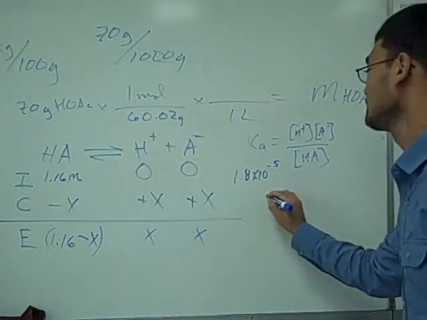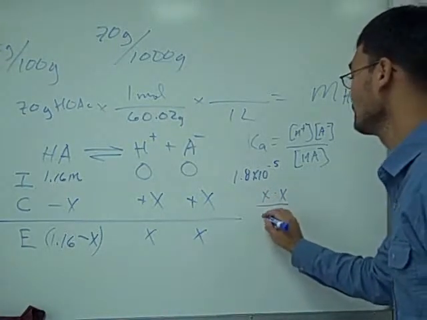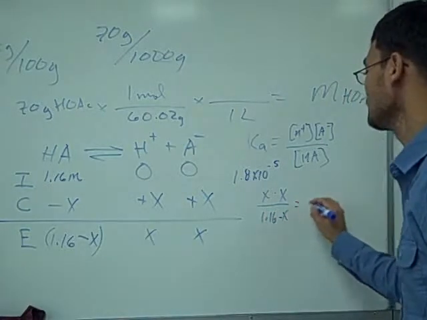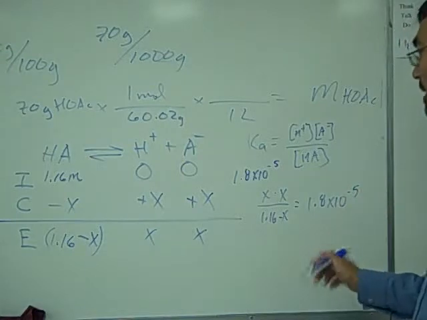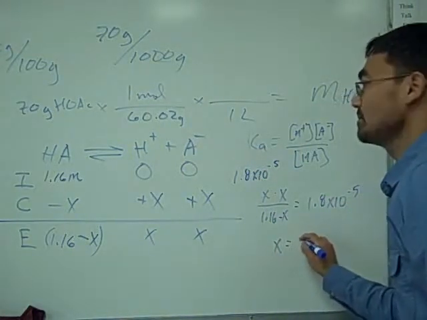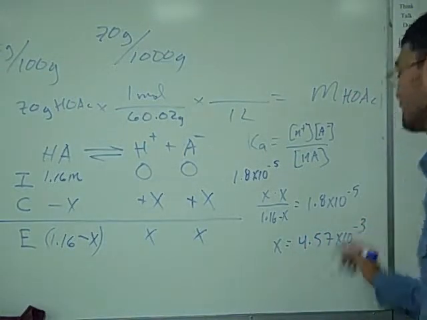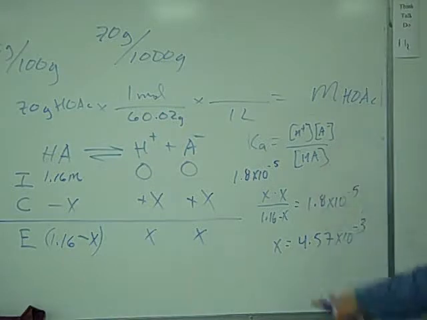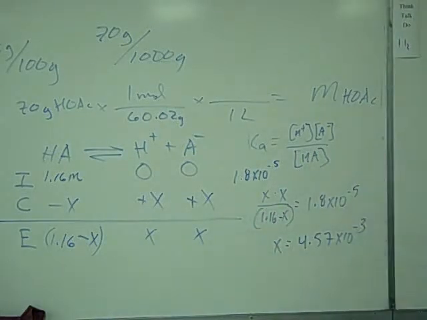Let's see. Our x times x over 1.16 minus x is equal to 1.8 times 10 to the negative 5. So if you run all the algebra through on that, you're going to get x is actually equal to 4.57 times 10 to the negative 3. I typically don't tell people how to do algebra, but I'm assuming you guys will find a way through it. This one's a quadratic expression. There are several shortcuts on your calculators that allow you to generate that value solving for x.